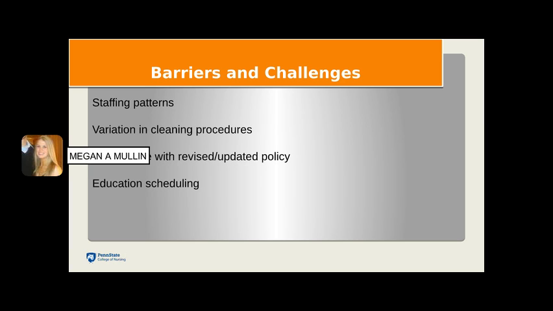Barriers and challenges we have faced or expect to face in the near future include staffing patterns, variation in cleaning procedures and compliance with revised and updated policies, and education scheduling. There is currently an employee who works night shift, and has for many years, who will be transitioning to day shift. This change will disrupt the normal flow of the terminal cleaning process. Training for oncoming personnel of roles and responsibilities will need to take place and can be time-consuming. It will likely take these individuals some time to establish a routine.